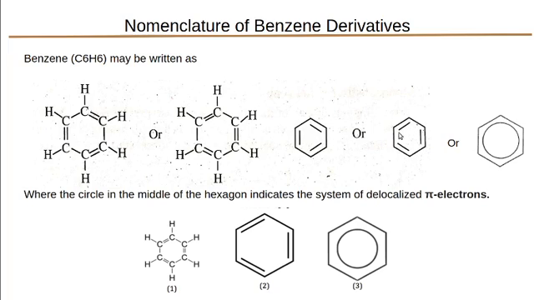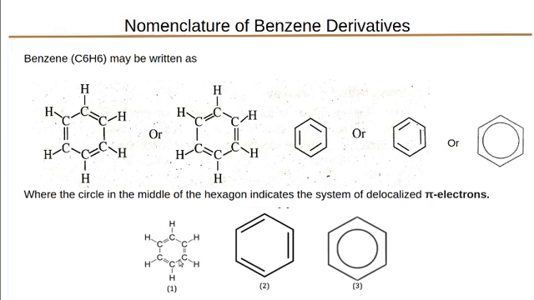Then without alternate single bond and double bond, we can represent benzene with a ring inside the hexagon. The ring inside the hexagon indicates a system of delocalized pi electrons. Benzene contains 3 pi bonds and 6 single bonds. Here 1, 2, 3, 4, 5, 6 and 3 pi bonds or double bonds.